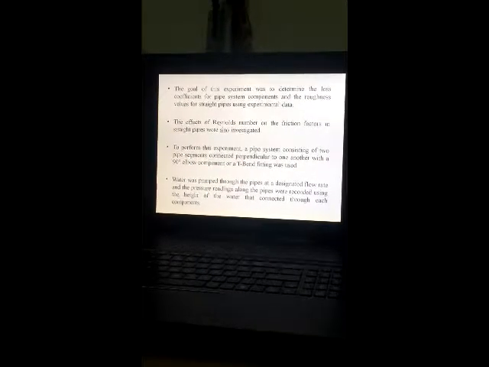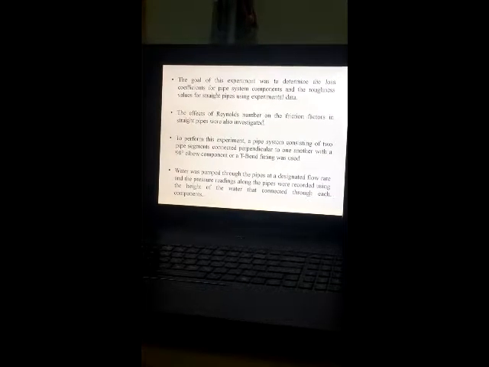The second one is the effect of Reynolds number of friction factors in straight pipe were also investigated. The third one is to perform the experiment. A pipe system consists of two pipe segments connected perpendicular to one another with a 90 elbow component or T-bend fitting was used. Then the last one is water was pumped throughout the pipes and the designated flow rate. The head pressure reading along the pipe were recorded using the height of the water that connect throughout each component.